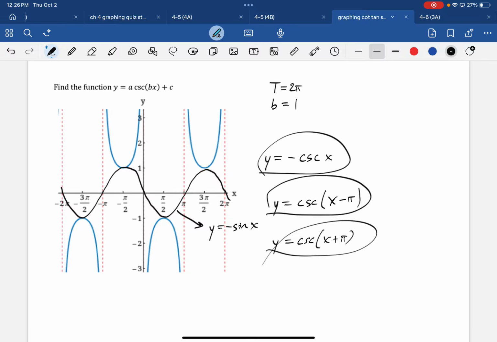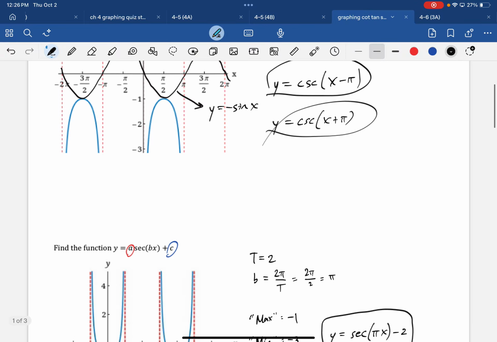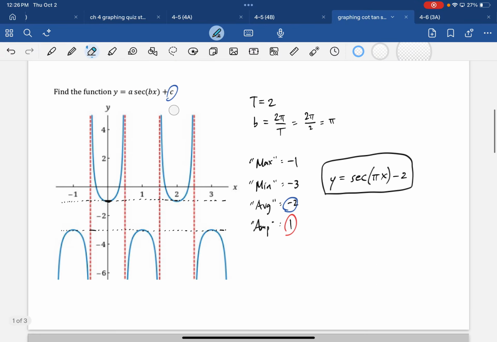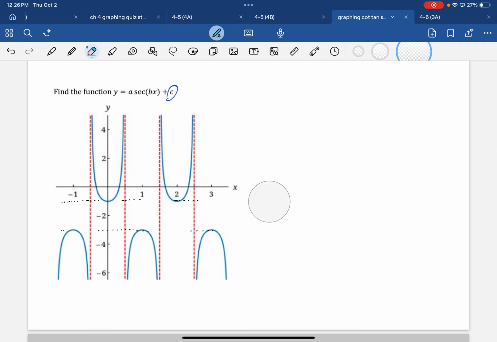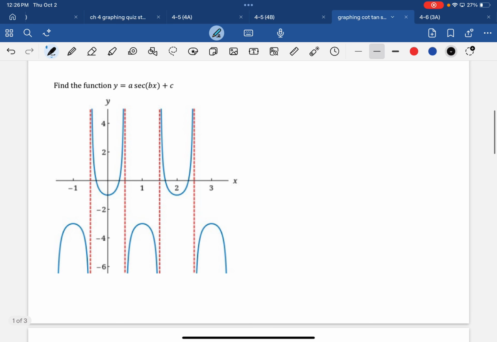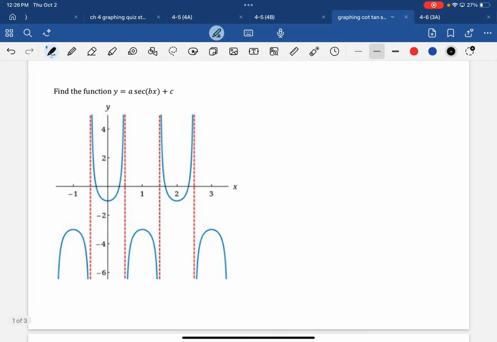Okay, let me show you another one, a little more tricky. Y equals secant(x minus pi) minus 2. Okay, first step, what is the period? Period is 2.